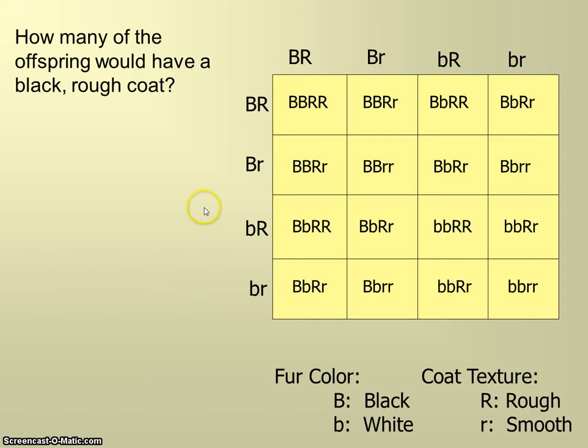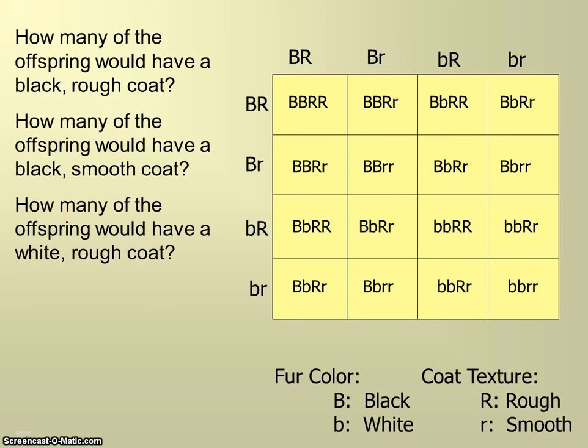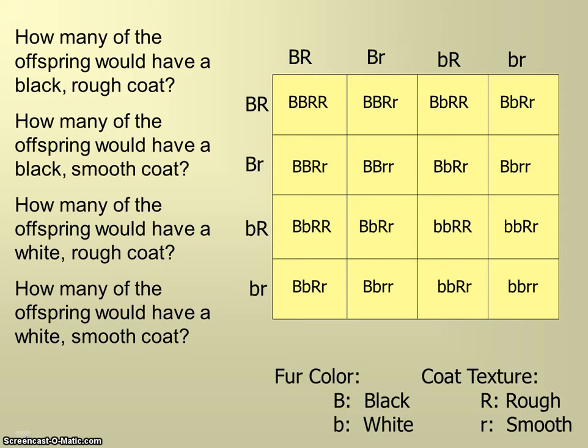Okay, so now that we've got our cross of our 2 traits, let's look at what the possible outcomes are. So for the first question, let's try to figure out what number would you get of black fur and a rough coat. Let's see how many could be born from this cross that have a black fur and a smooth coat, how many would have white fur and a rough coat, and then how many are going to have white fur and a smooth coat. Okay, remember, black fur is dominant, rough coat is dominant.